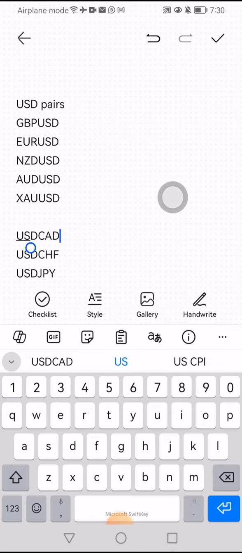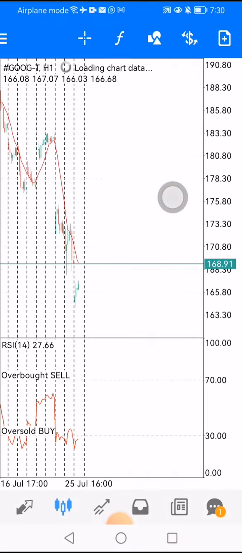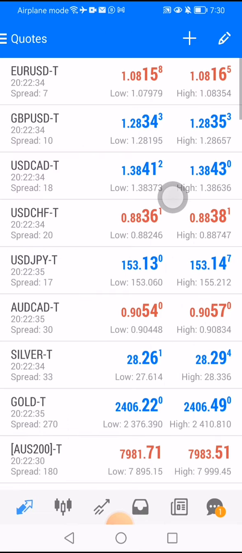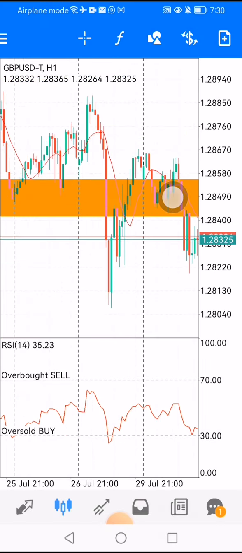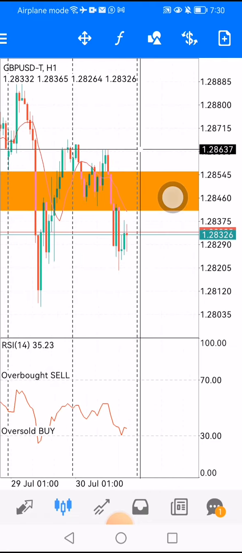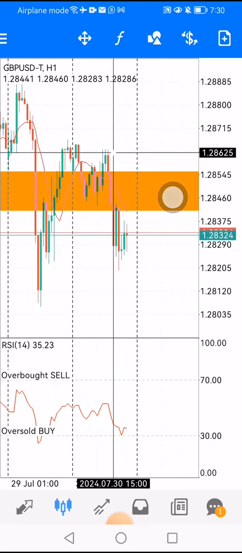If USD CAD is buying, let me just jump into this so that you see what I'm talking about. I think examples are always perfect. So if you look here, USD CAD, GBP USD was selling. You see?